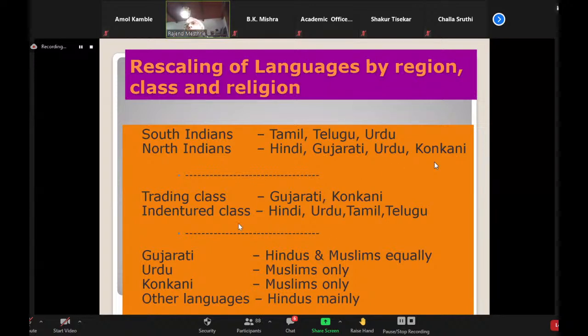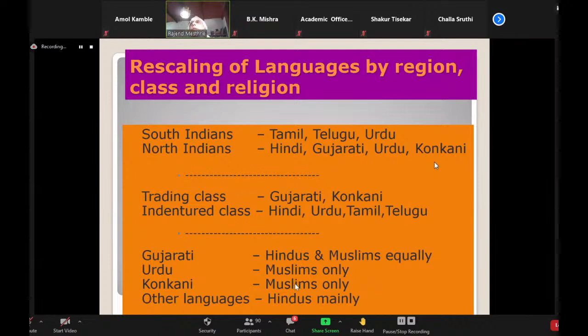But there's also a class distinction between those who labored on the fields and those who did not. So trading class communities: Gujarati and Konkani; indentured class: Hindi, Urdu, Tamil, Telugu. A slight sense of difference in the past, but not so much today. Today, the indentured class are largely also educated, also in business, and so there's a community of interest. But interestingly enough, Gujarati is associated with Hindus and Muslims equally in South Africa in terms of numbers; Urdu, Muslims only, as you expect; Konkani is associated not with Christians, or with Hindus, but with Muslims only in South Africa. This is a kind of migration pattern.